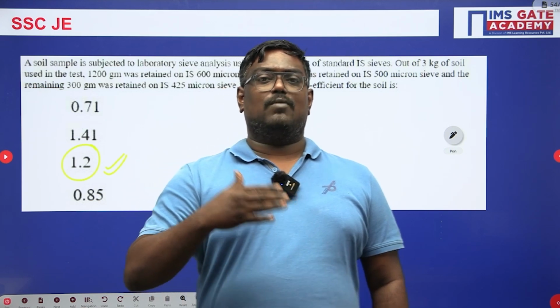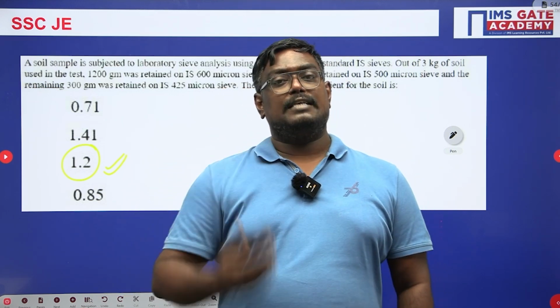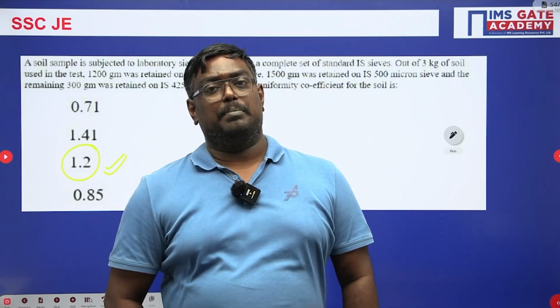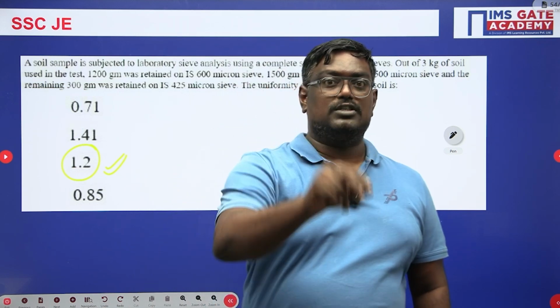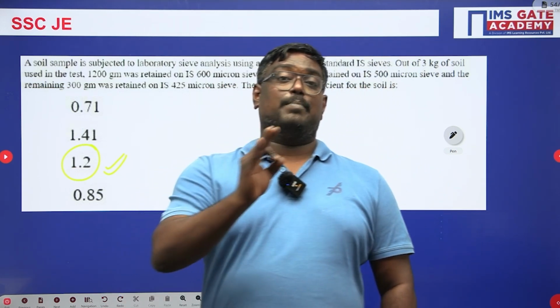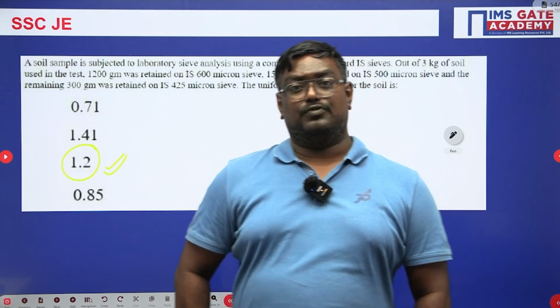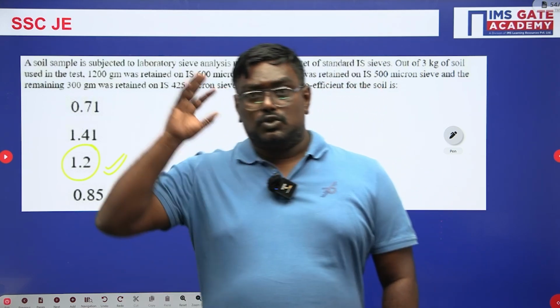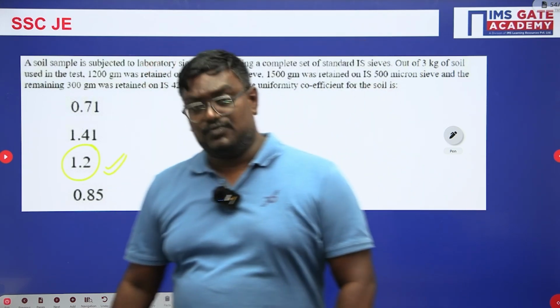Active pressure means when the wall movement is away from the backfill, Ka is given by the formula (1 minus sin phi) upon (1 plus sin phi). When the wall movement is towards the backfill, that is Kp, we call it (1 plus sin phi) upon (1 minus sin phi). And the product of active pressure and passive pressure coefficients is always equal to 1. So this is all about the SSC JE questions which we have discussed.